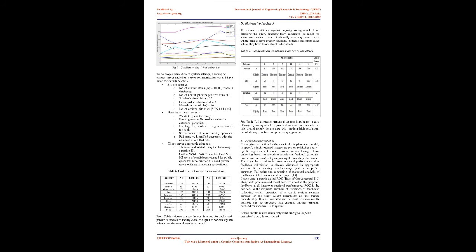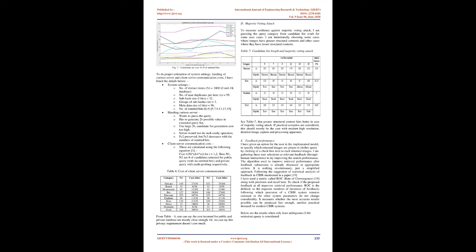Number of near duplicates per item, x, equals 99. Subhash size, L bits, equals 32. Groups of subhashes, n, equals 3. Metadata size, d bits, equals 96. Number of omitted bits, b, equals 5, 7, 9, 11, 13, 15.